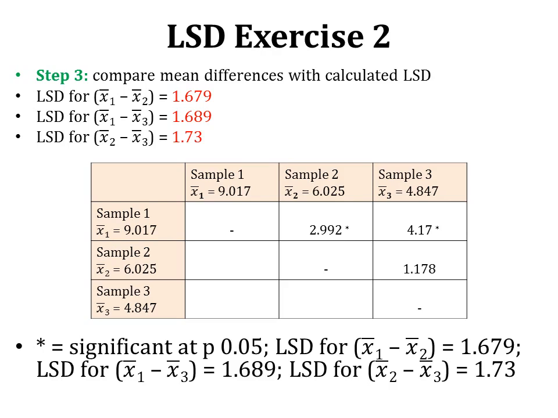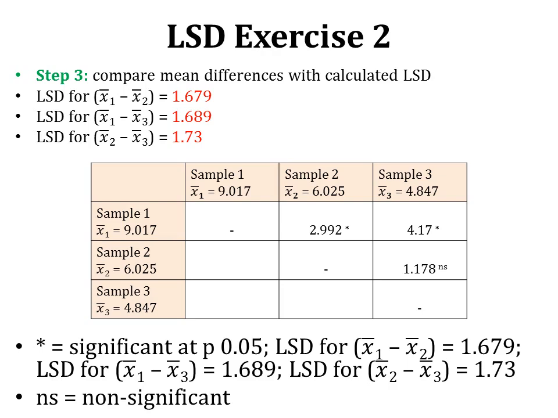Then we have our third pair, which is the sample number 2 and sample number 3 mean pair, and the LSD value is 1.73, and the difference between their mean values is 1.178, which is less than LSD. So are we going to place an asterisk and call it significant? No. We are going to write an NS, which means non-significant. So the difference between this pair of means is non-significant, right? So here we are done with the first level of significance, which is 0.05.